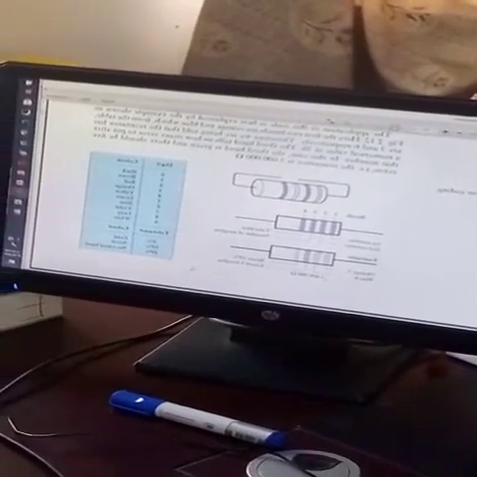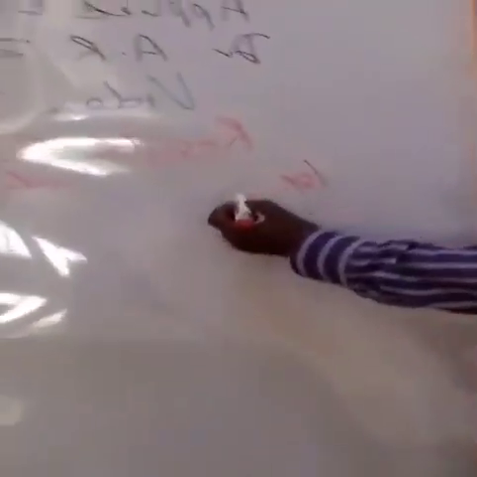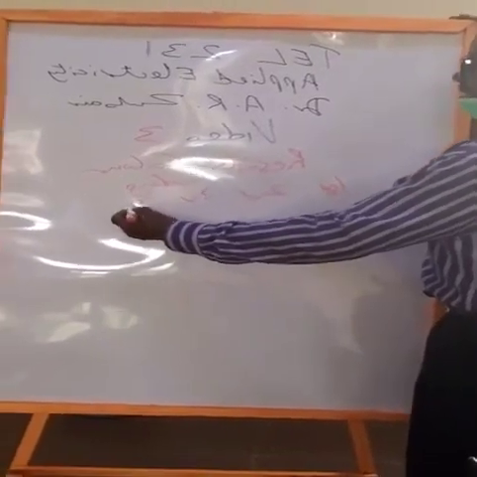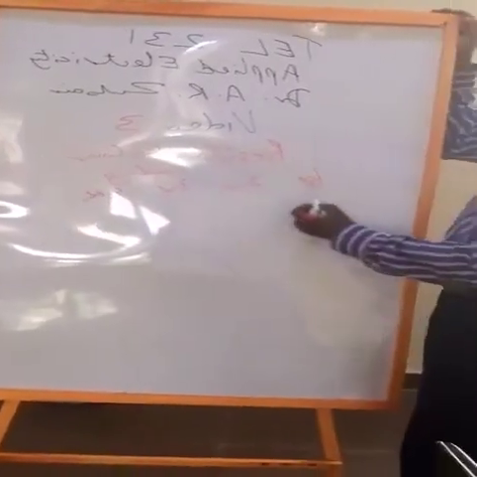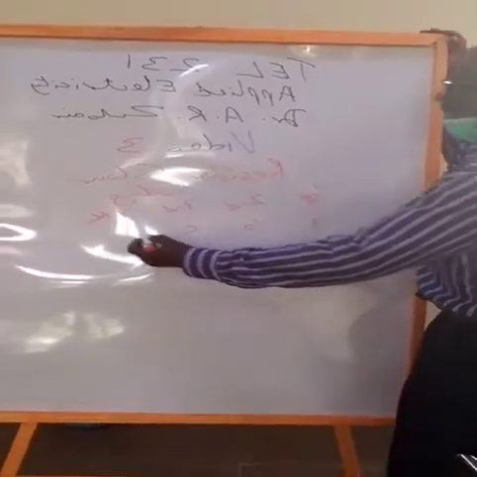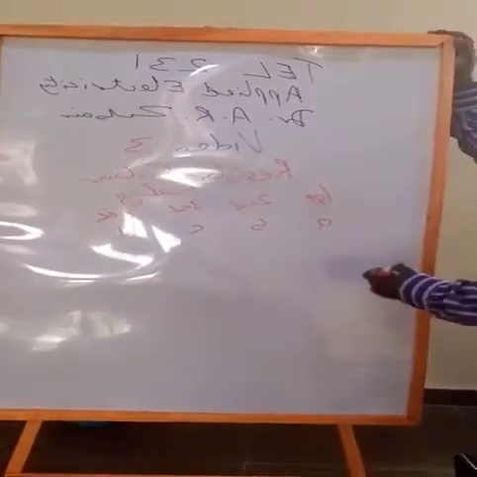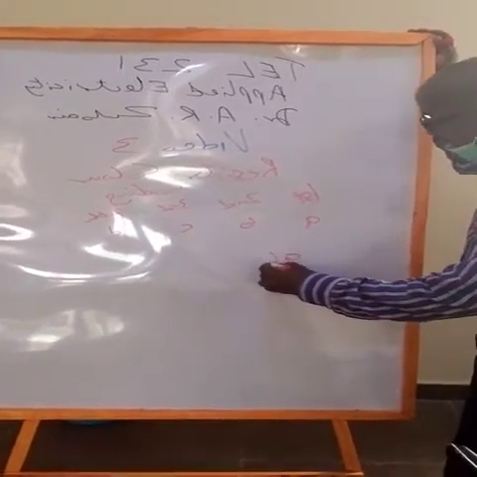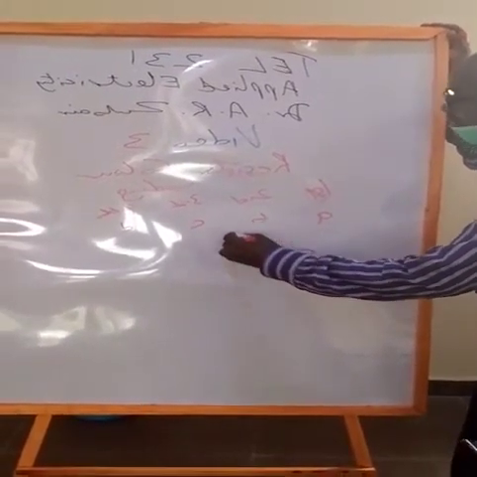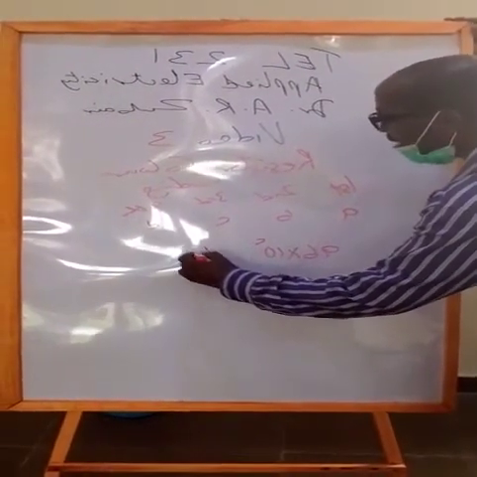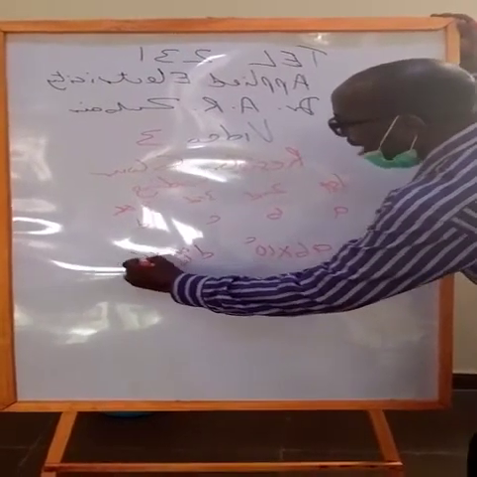Now, the way we do it is this. Let me go back to the board. The first band, the second band, the third band, and the fourth band. Let me say this is A, this is B, this is C, and this is D. The resistance is going to be AB times 10 raised to power C with D percent tolerance.